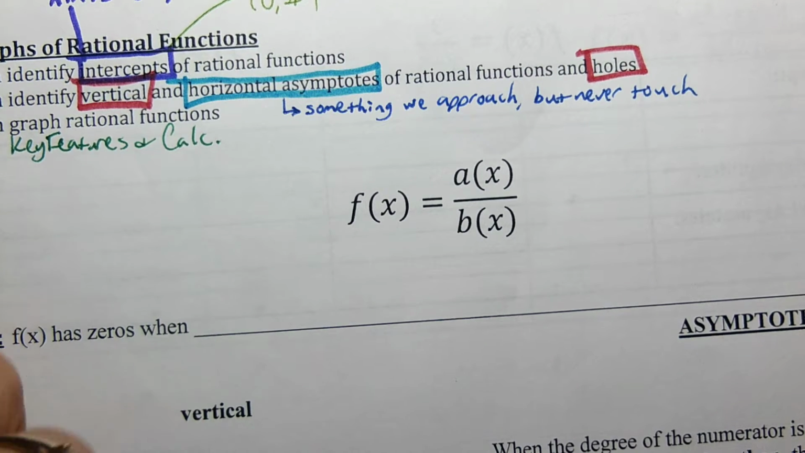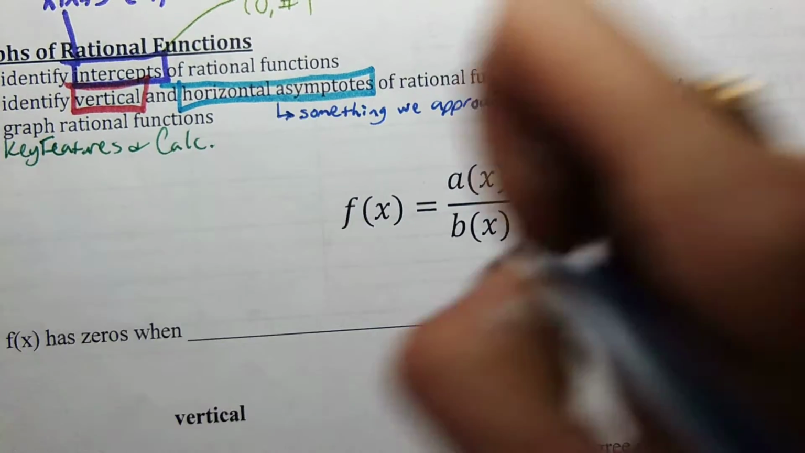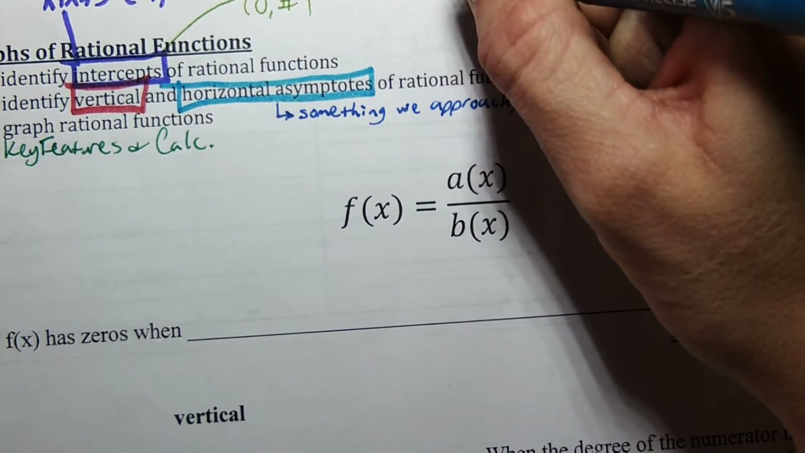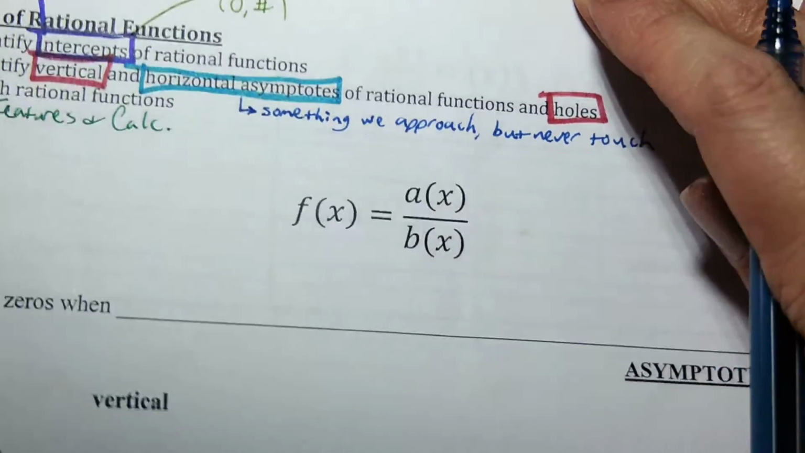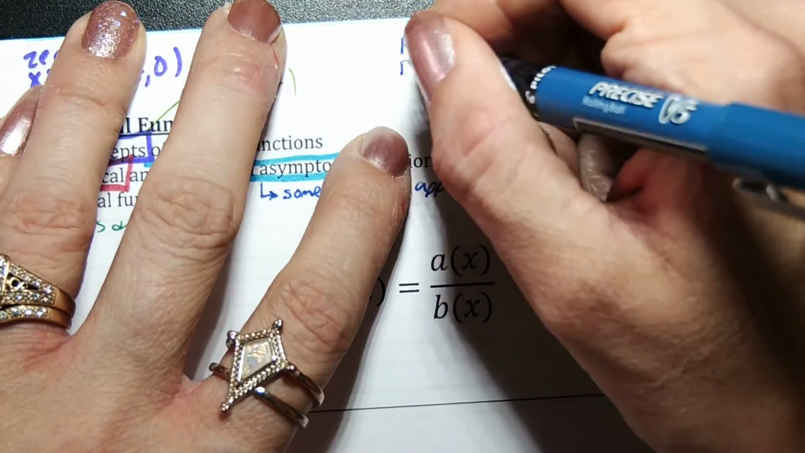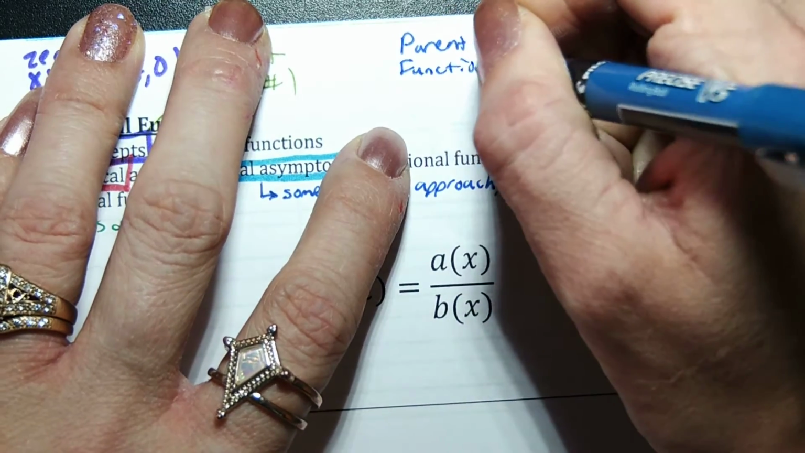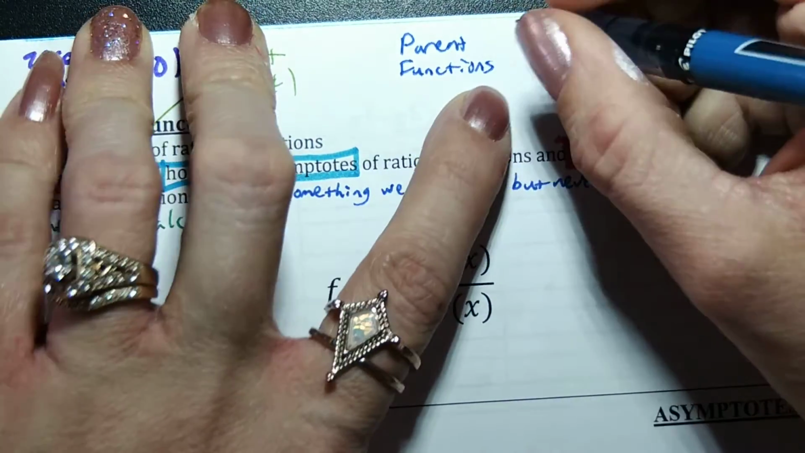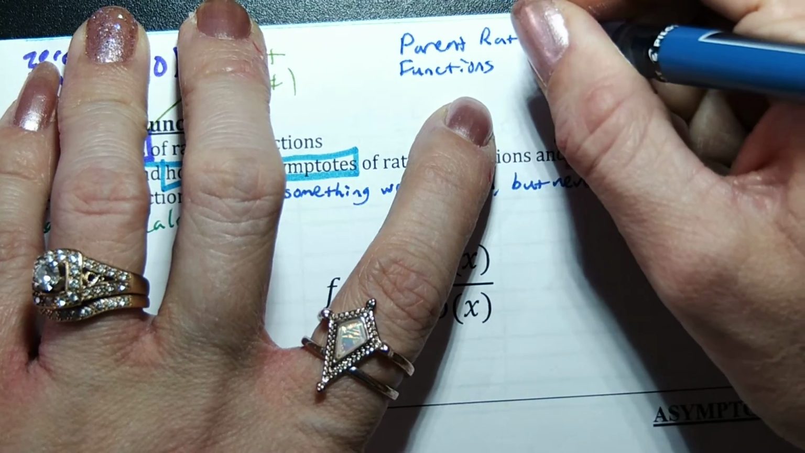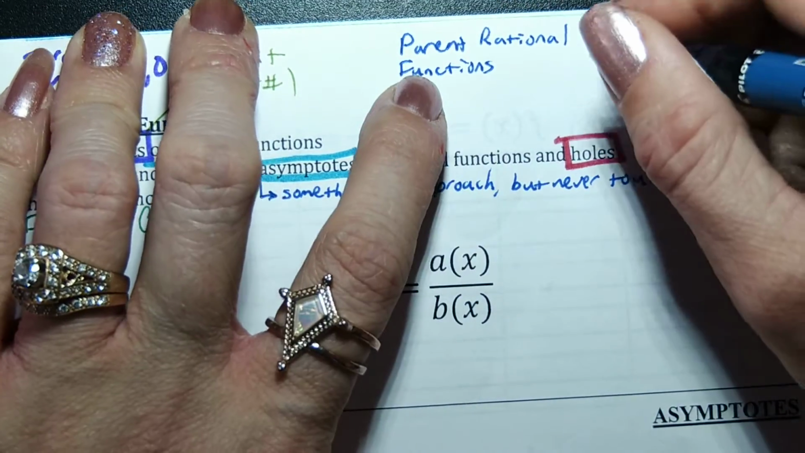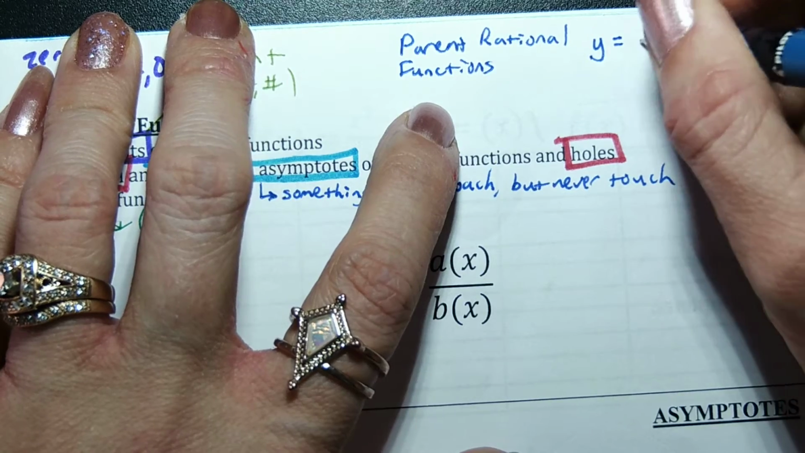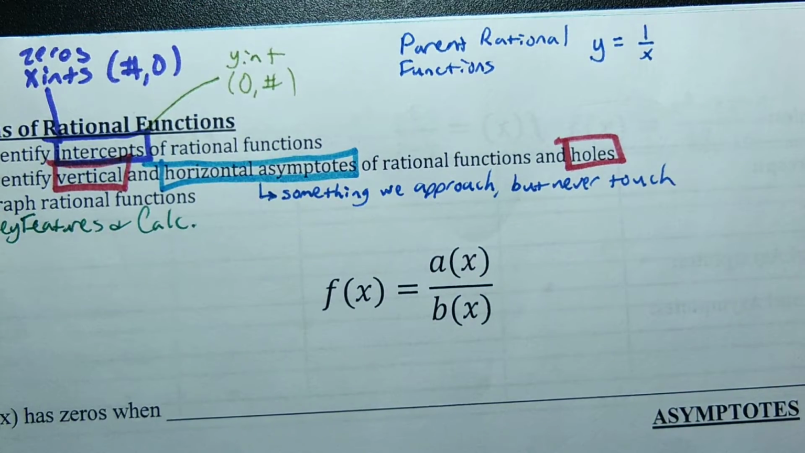So folks, the first thing that I want to explore with you guys is just a parent rational function. So we talked about parent functions way back when we were doing transformations, I think in Unit 2. So the parent rational function looks like this. Y equals 1 over x. It is the easiest rational function that we can have. What makes a rational function? We have variables in the denominator.